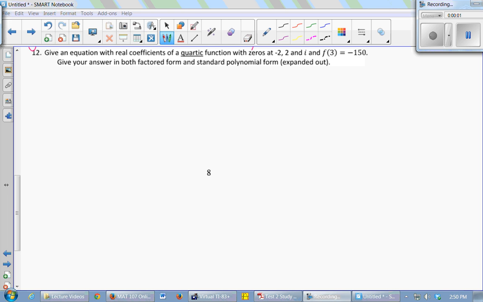Given an equation with real coefficients of a quartic function, so that means degree 4, and they've given me 3 zeros. But a quartic function means degree 4, which means it has to have 4 zeros. So they're hiding one from me. I have 2 real zeros, x equals -2, x equals 2. I have a complex zero, x equals i. And then I know that complex zeros also always come in conjugate pairs. So if you think of this as 0 plus i, 0 minus i is also a zero.